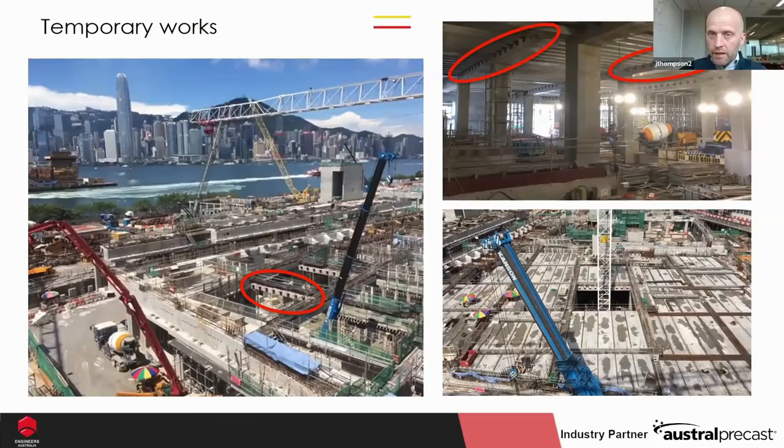And just a view there of what that looked like overall. So again, thinking much, much further in advance, what do you need for the temporary works? Because you're going to need to put that into the design of the precast units.